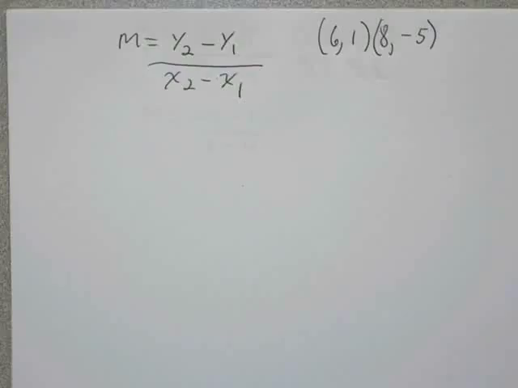In this video, we're going to do another example of the slope formula. As you may recall, the slope formula is y2 minus y1 over x2 minus x1. I've got these two ordered pairs here, which represent two points on a line. They were given, and the problem is to find the slope of the line that passes through these points.